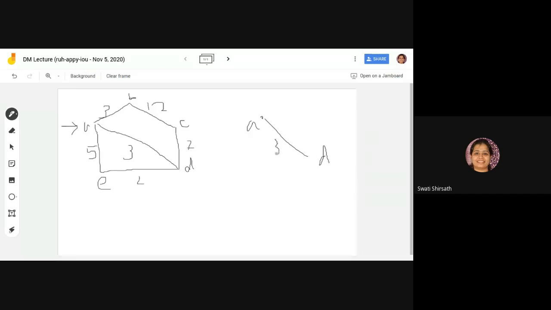Okay. Now I have two choices. I have to look at all edges generated by A and all edges generated by D, and choose the minimum among them. A has got 5 and 3 and D has got 7 and 2. So which one is minimum? 2 is minimum, provided it is not forming a cycle. So we have chosen this edge.